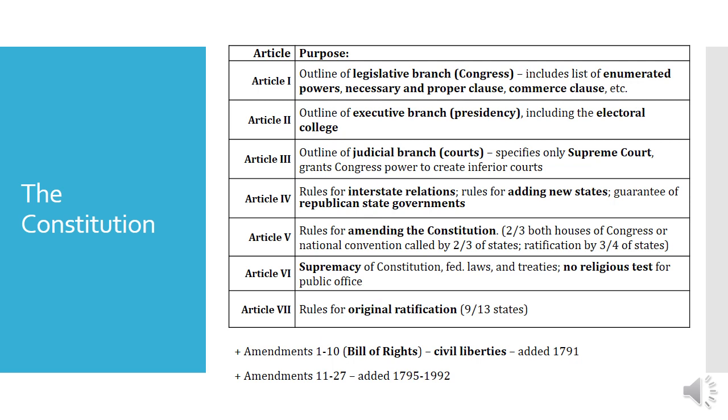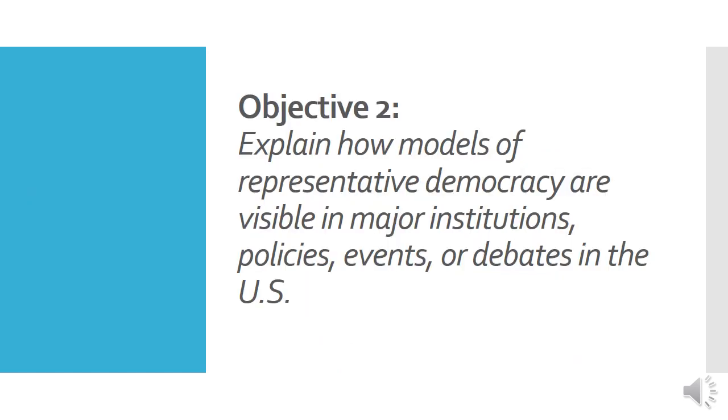And then following that, starting in 1795 and then going up all the way through as recent as 1992, we have added amendments 11 through 27. All right, on to Objective 2. So now we are tasked with explaining how the models of representative democracy are visible in major institutions, policies, events, or debates in the United States.